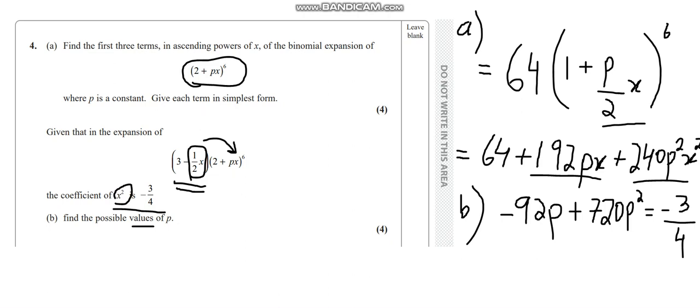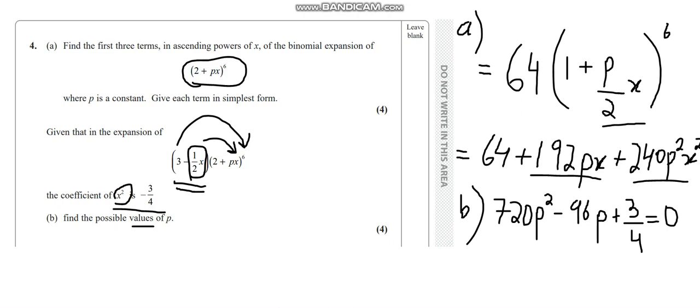And I have set this equation, which is minus 96p plus 720p square. 720p square came from 240p square x square into 3, because that was the only value left here. And then that's equal to minus 3 upon 4, as they said the coefficient of x square is equal to minus 3 upon 4. Now I can see that this equation is becoming quadratic. So to make this a quadratic function, I'll set it equal to 0 by taking this minus 3 upon 4 to this side of the equation, and that'll become 720p square minus 96p plus 3 upon 4 is equal to 0.